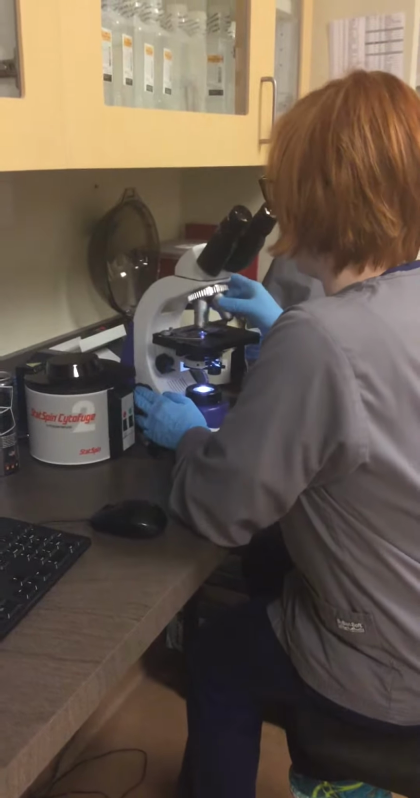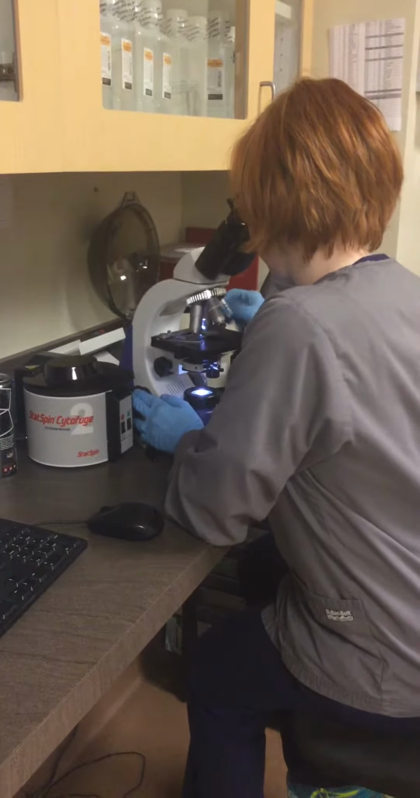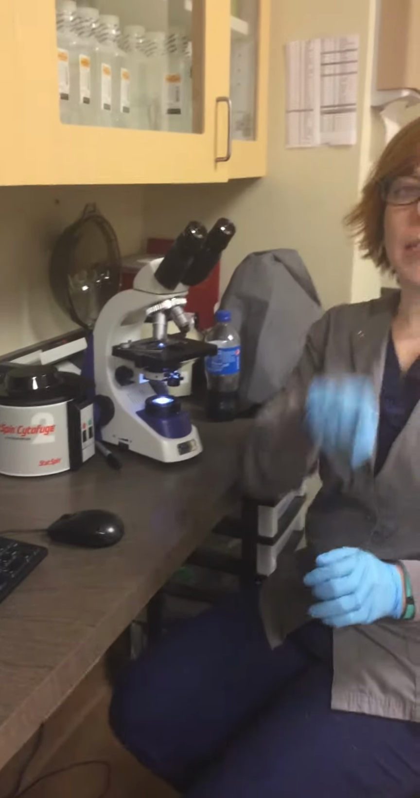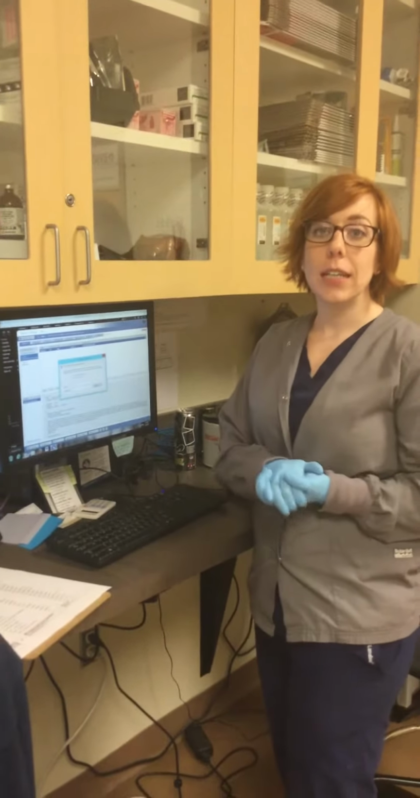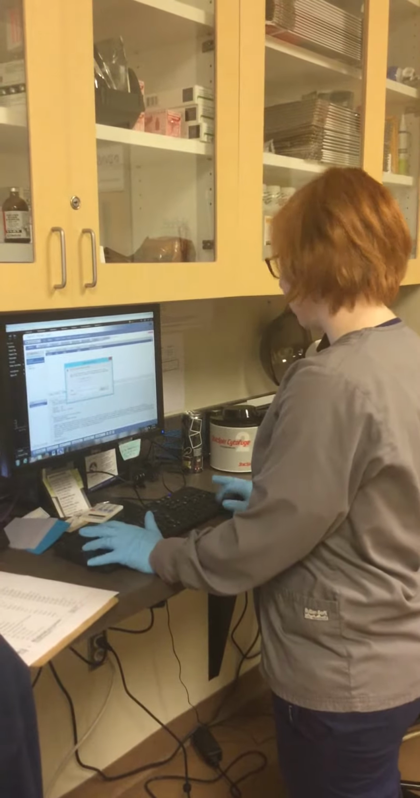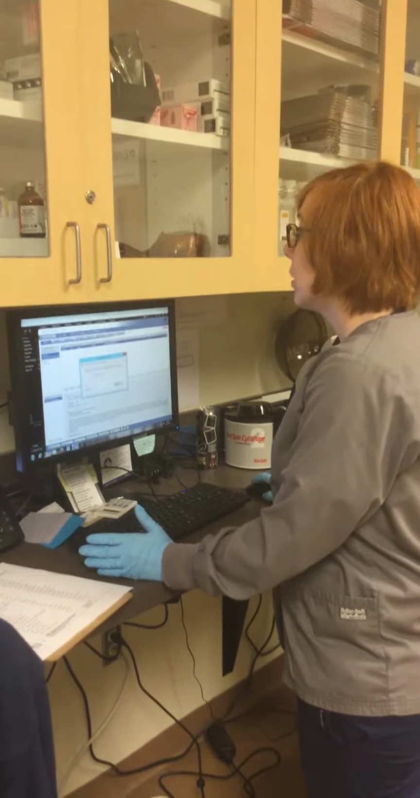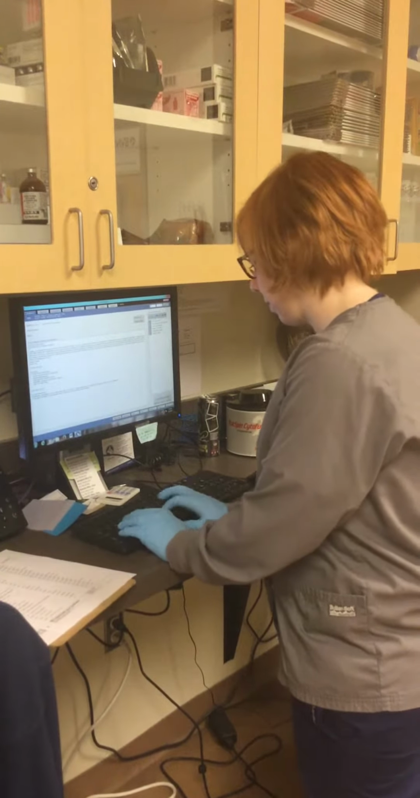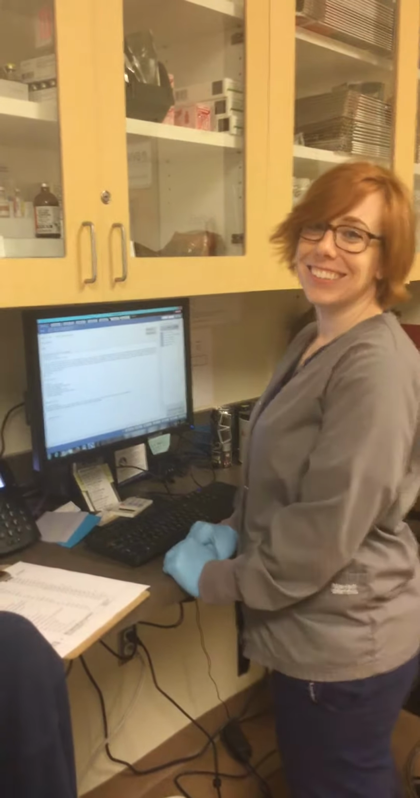Once I get it focused into 100 times power, I'm going to go in a pattern like this and evaluate the slide. So now that I finished looking at the entire slide, I'm going to put the results in the patient's record. We didn't see any organisms, so I'm just going to put no organisms found. And it's in there.